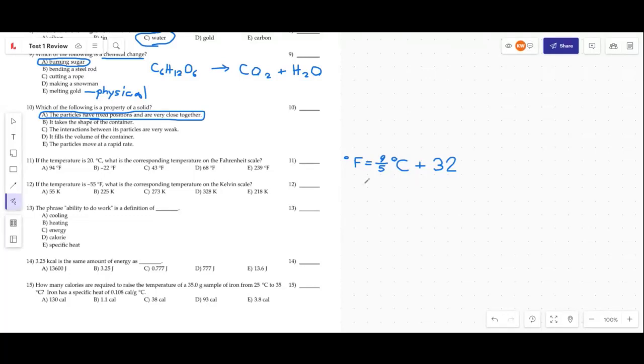So in this case, the temperature is 20 degrees Celsius. We want to solve for the Fahrenheit. Well, this is great because the equation's already set up to solve for Fahrenheit. All I have to do here is plug in the numbers, right? So I'll do 9/5, or like I said, you can also write that as 1.8, times the degrees Celsius. Now, in this case, the degrees Celsius I know is 20.